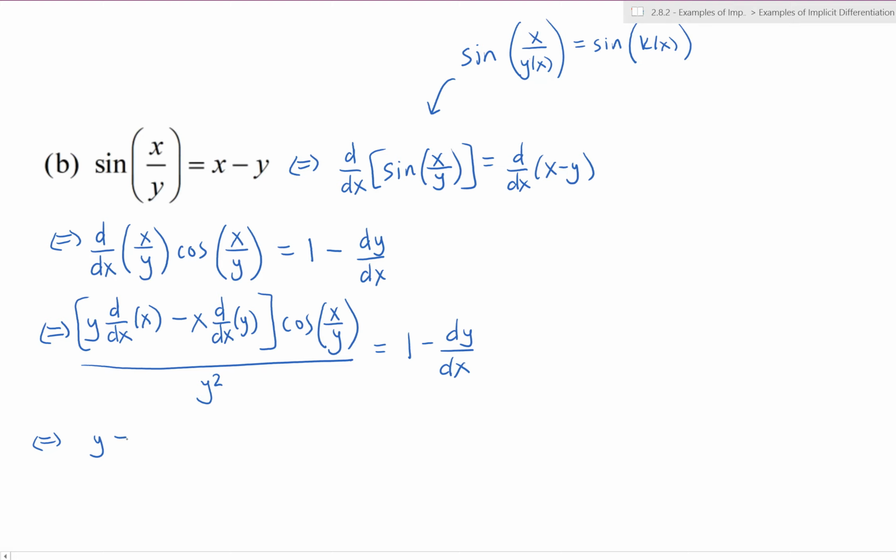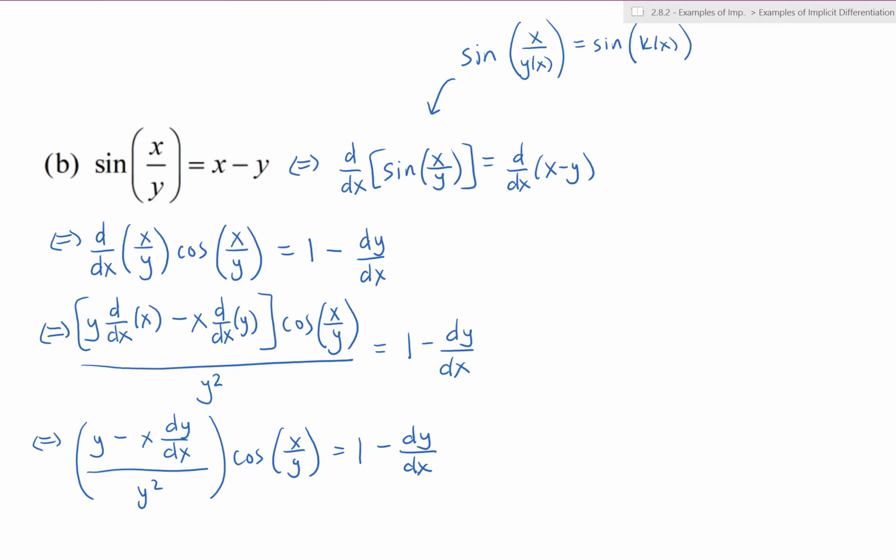Minus, well, the derivative of y with respect to x, we don't know what it is. That's what we're trying to find. So we get x times the derivative of y with respect to x, all over y squared, times the cosine of x over y, is equal to 1 minus dy/dx. So we've done our differentiation step, and now we have to isolate dy/dx using our algebra techniques.